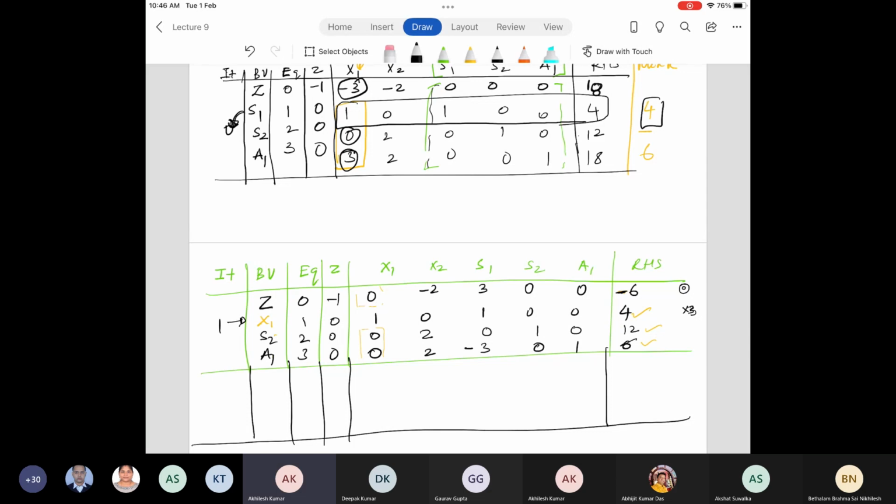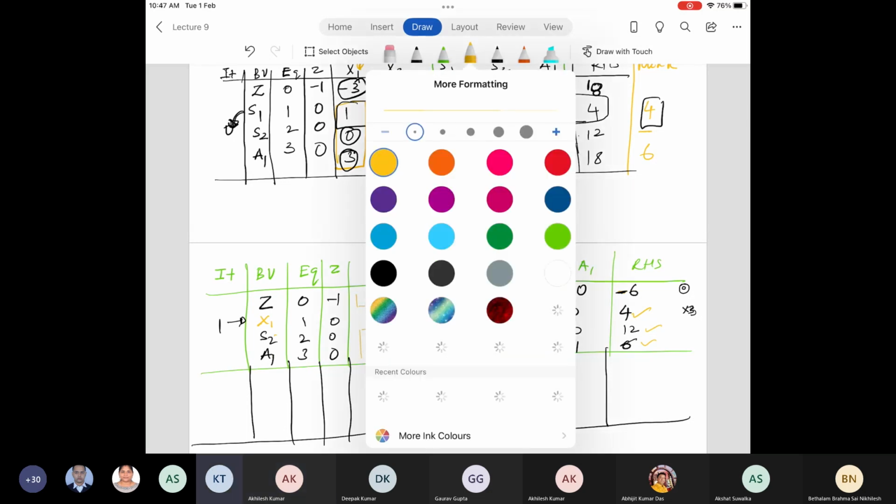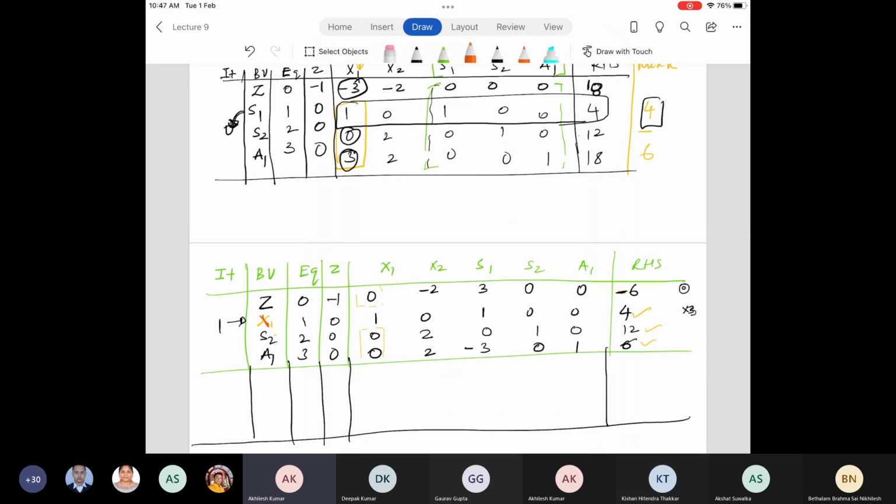Just for you to initialize, which one will enter the basis now? X2, because that is the most negative coefficient, the only negative coefficient. So X2 will enter. Now we have to calculate the minimum ratio. 4 by 0 is not possible. 12 by 2 is 6 and 6 by 2 is 3. Which one will leave the basis based on the minimum ratio? A1 will leave the basis.